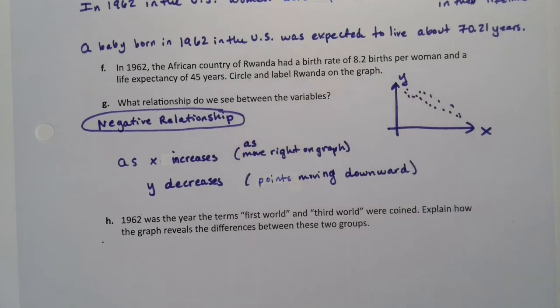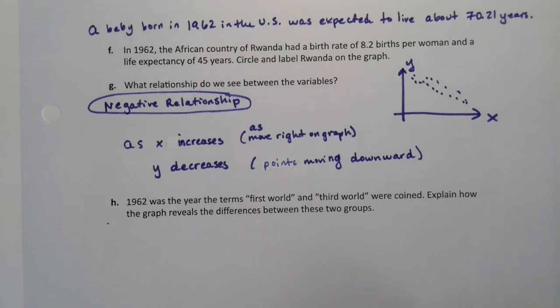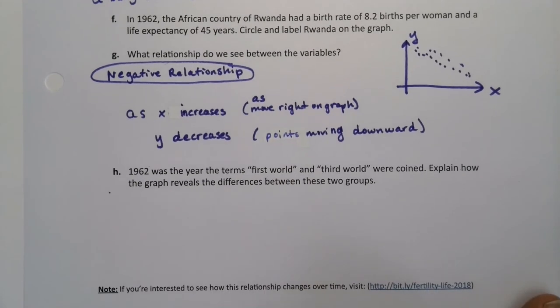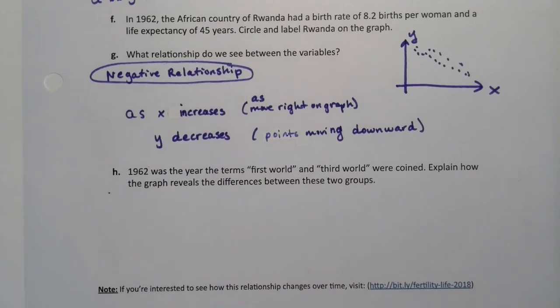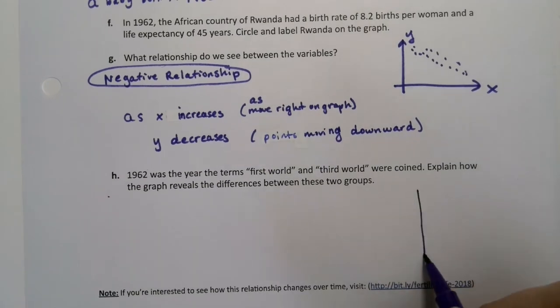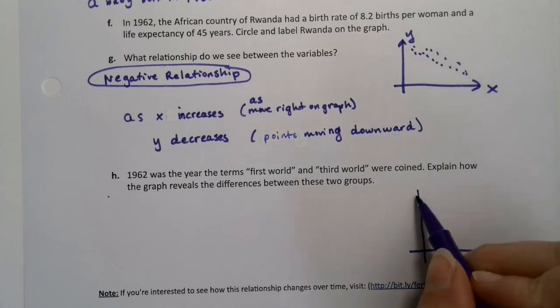It's declining. Now, I chose 1962 for a very particular reason. 1962 was the year that the terms First World and Third World were coined by, well, they were coined earlier, but they were said in a big speech by the U.S. ambassador to the United Nations. And so it kind of took off as a term. So what do we see happening? Where are the two worlds that we see on the graph?